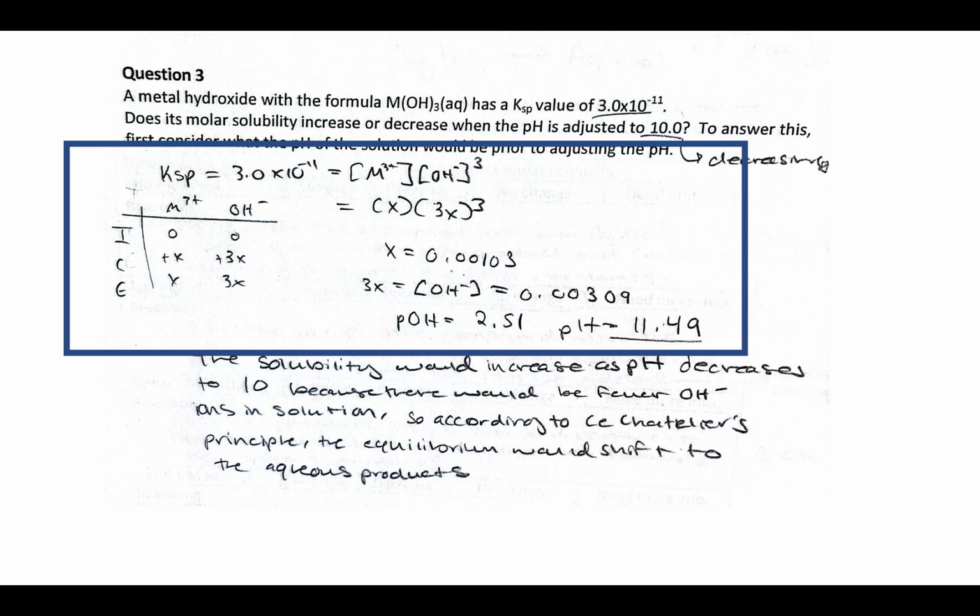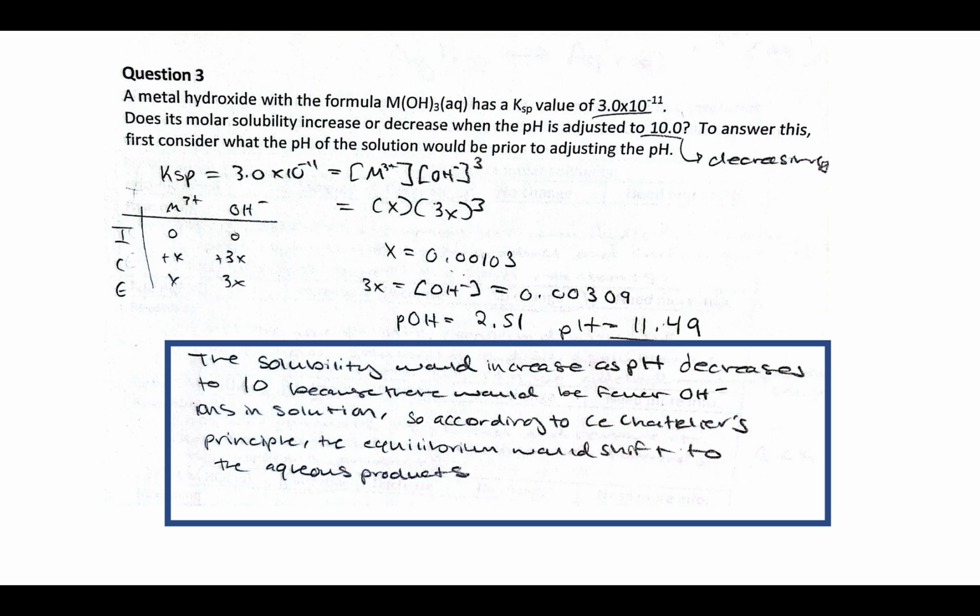And then consider what it would mean if we adjust it to 10. By adjusting it to 10, we're adding some acid in this case to remove some of the hydroxide from the solution, and it's described here with Le Chatelier. That's going to shift the equilibrium, and it's going to increase the molar solubility.